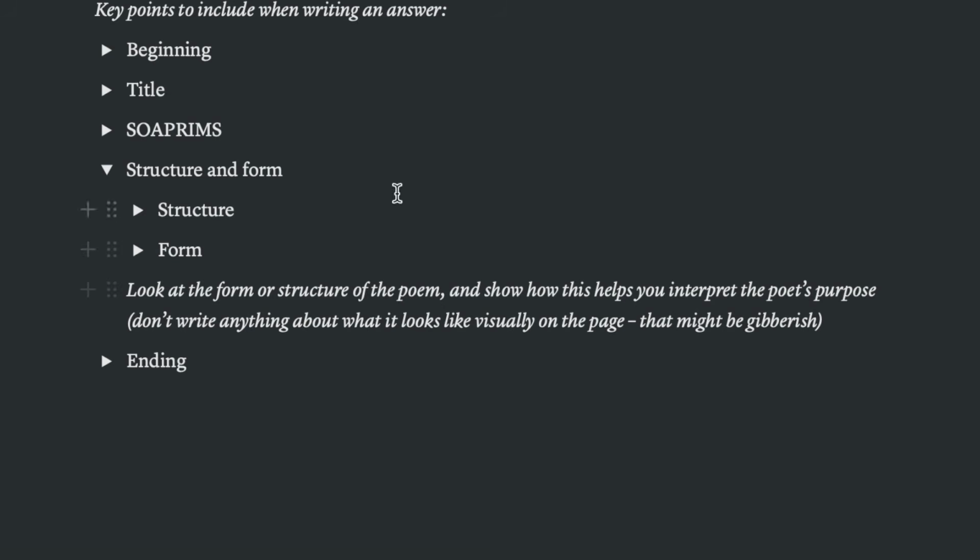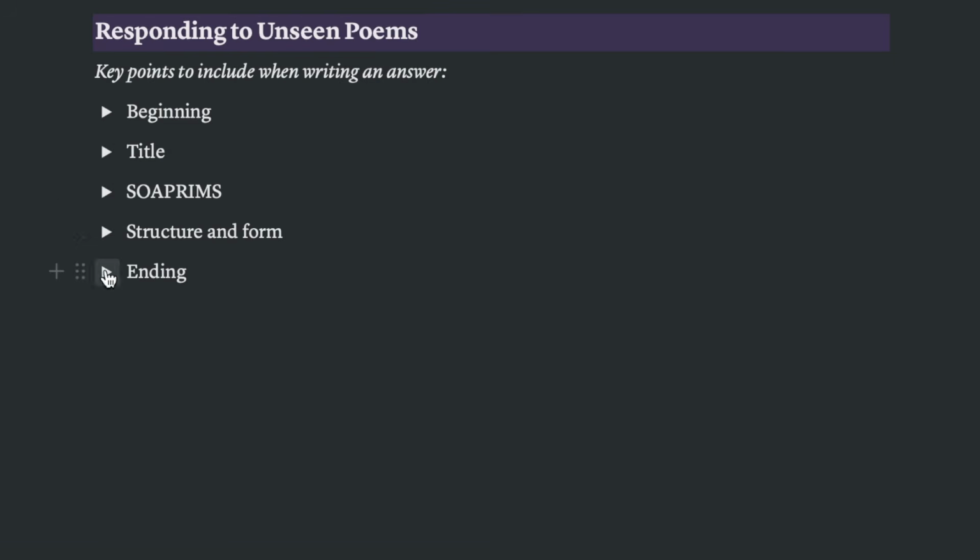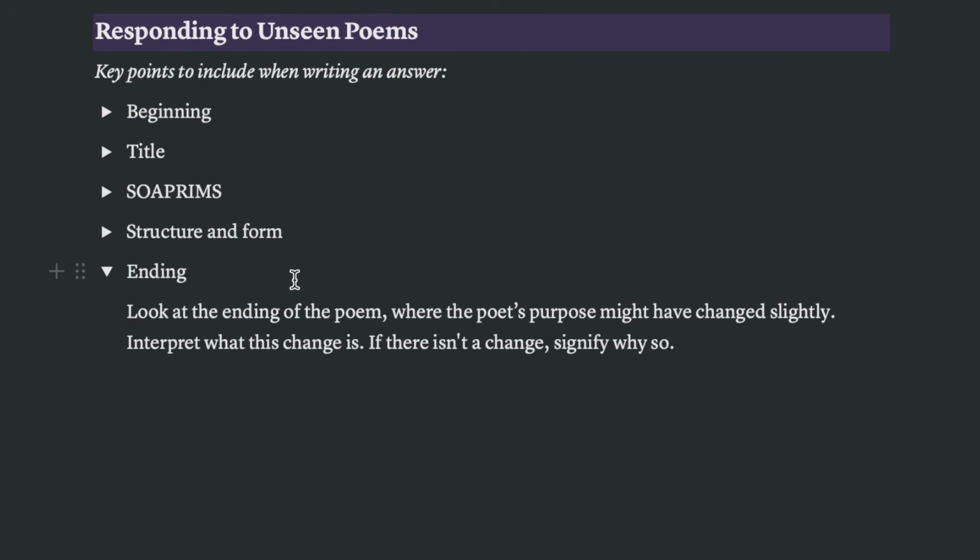Once you've written about structure and form of the poem, go back to the ending of the poem. So look at the ending of the poem where the poet's purpose might have changed slightly. Interpret what this change is. If there isn't a change, signify why so. So now that you have written everything else, go back to the poem, read the ending, and see how it is different from the beginning of the poem. If it is different, comment on why it's different. If it's not different, then comment on why it's not different.